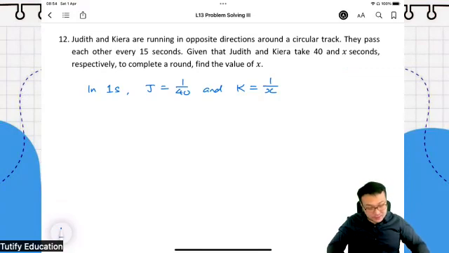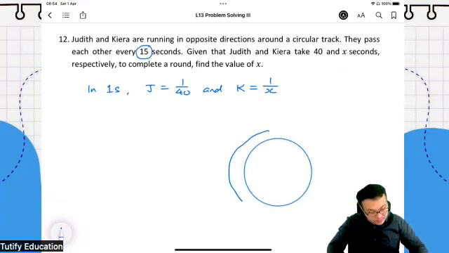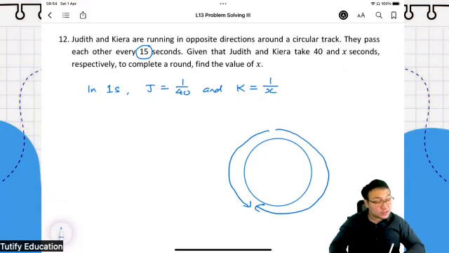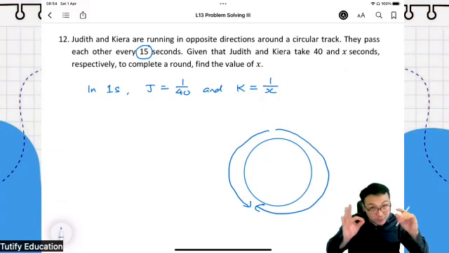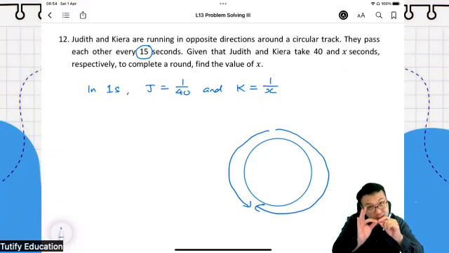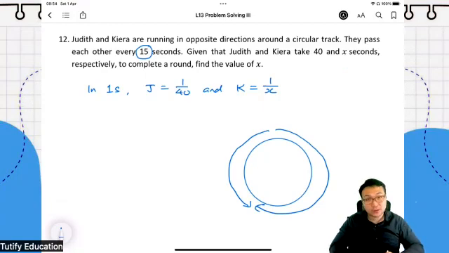Now, next. They already told you that they pass by each other. This is the circle, right? They will pass by each other every 15 seconds. So do you agree with me if I say that both of them together can run 1 circle in 15 seconds? You agree or not? No. Why not? Because they pass by each other every 15 seconds. Every 15 seconds they pass by each other, yes or no?